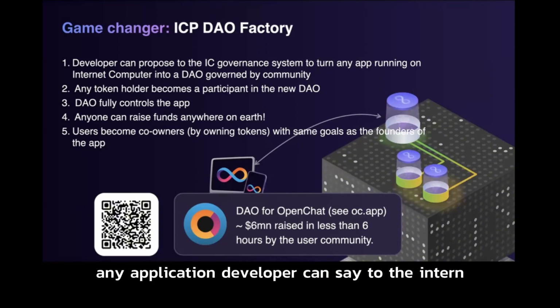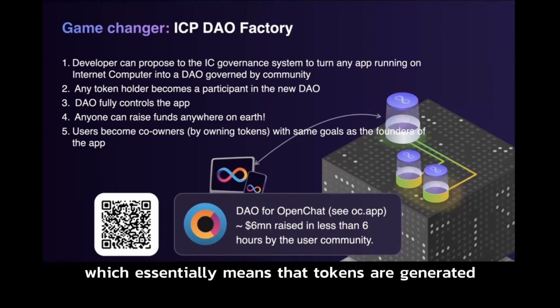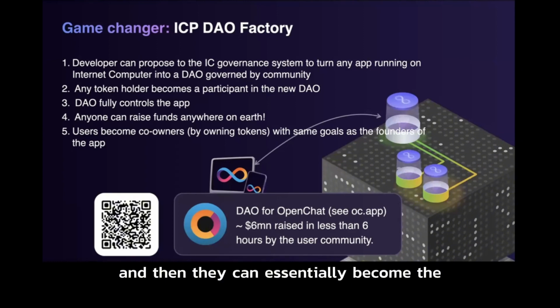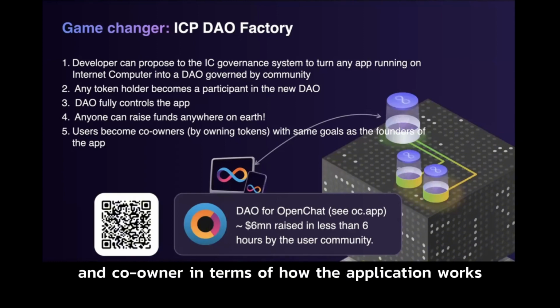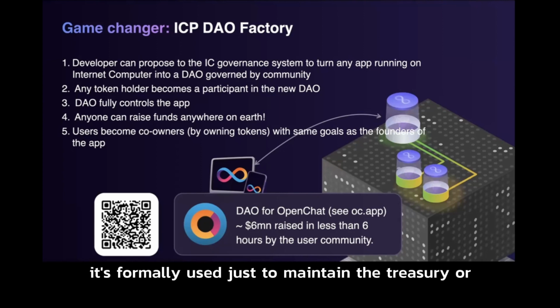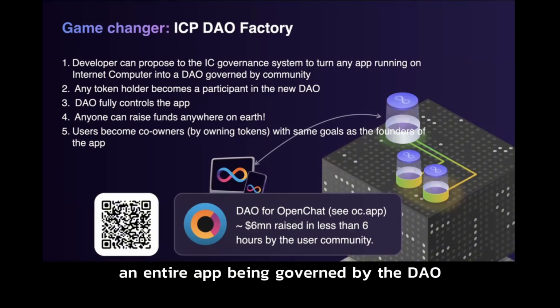So the idea is any application developer can say to the internet computer governance system, turn my app into a DAO, which essentially means that tokens are generated and people can participate in the token generation event. They can procure tokens, and then they can become the co-participant, the co-owner in terms of how the application works. Now, this is very different than a simple DAO where it's primarily used just to maintain the treasury of tokens. We are talking about an entire app being governed by the DAO.